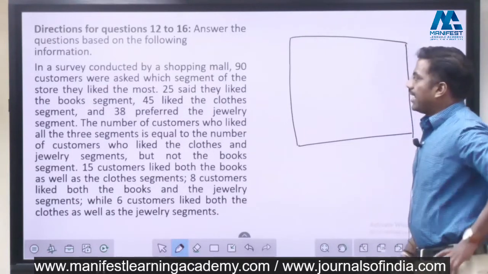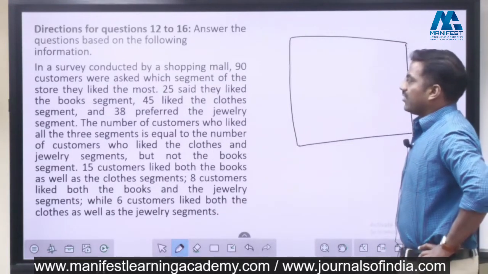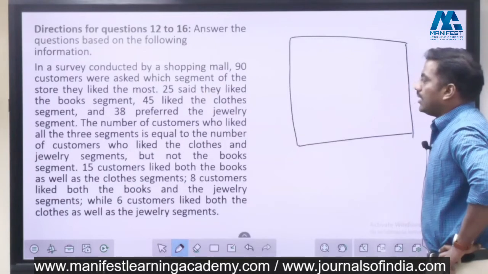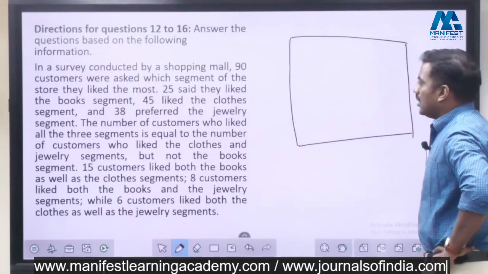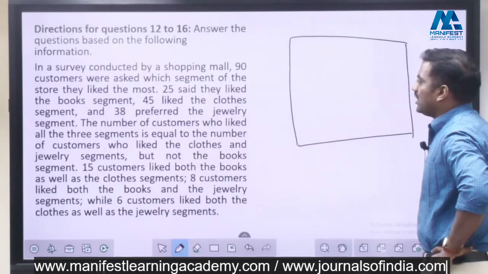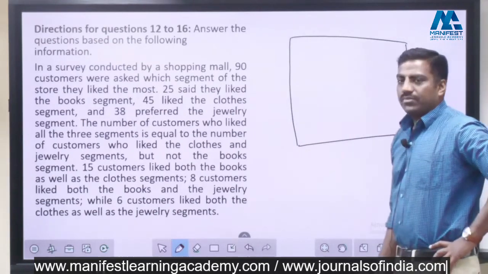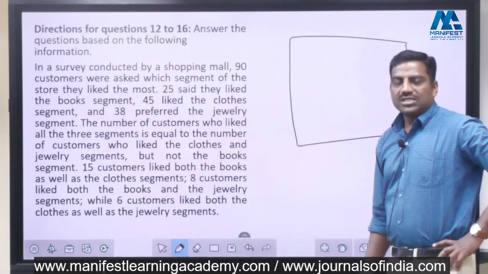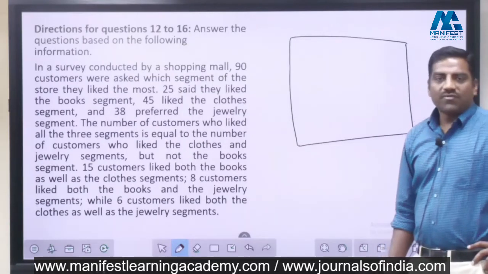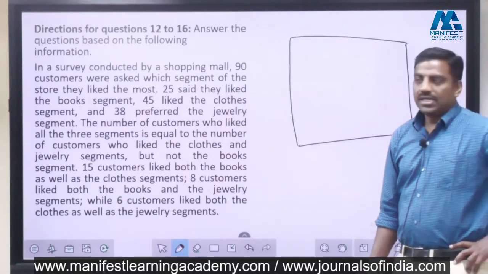So what all they have? In a survey conducted by a shopping mall, 90 customers were asked which segment of the store they liked the most. What is this 90? Total of all sectors, all 8 sectors is 90.